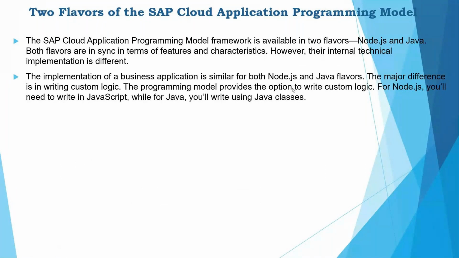So the SAP Cloud Application Programming Model framework comes in two flavors: Node.js and Java. The implementation of business applications is similar for both, but the major difference is in writing the custom logic. The programming model provides an option to write custom logic. For Node.js, you will write it in JavaScript, while for Java, you will write it using Java classes. So you have two options, Node or Java. You can pick either one to develop the applications. Is it clear?